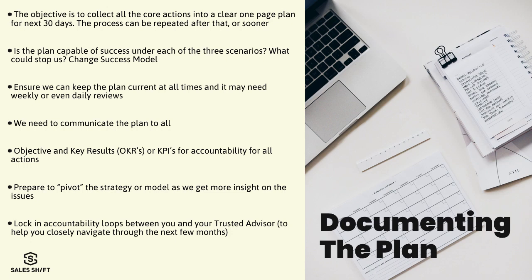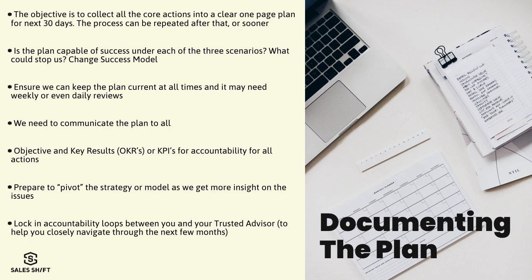What we need to do now is document the plan. So the objective here now is to collect all the core actions into a clear 1-page plan for the next 30 days. Just remember, the process can be repeated after that or even sooner. It's much, much easier to pivot from a plan than not to have a plan and then have to rethink every day or every week what you're going to do as things change and move.